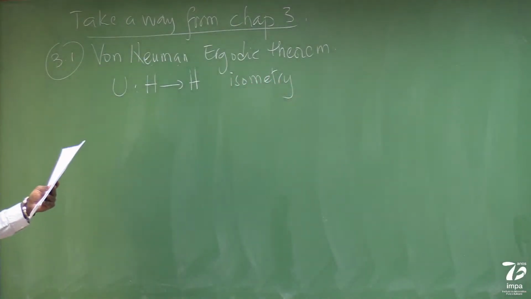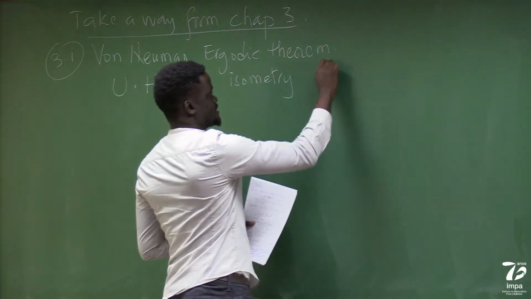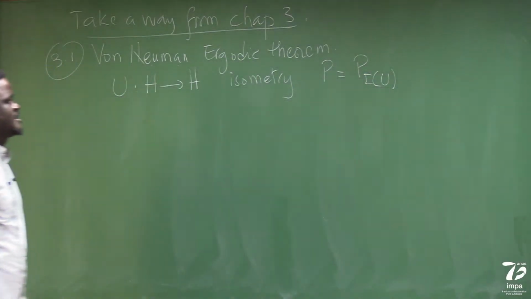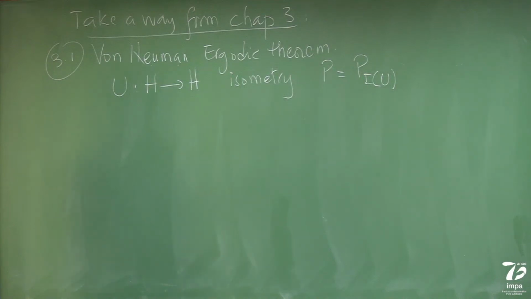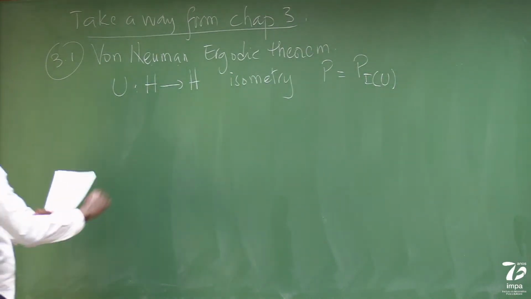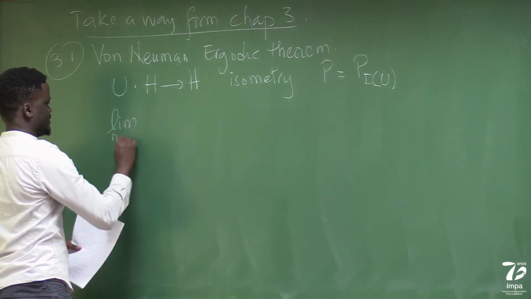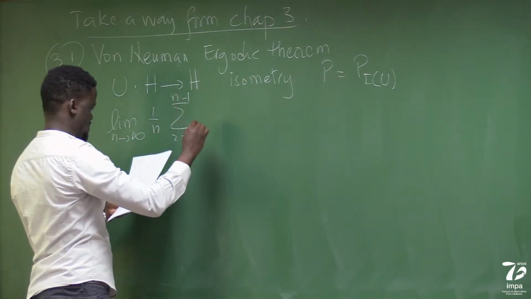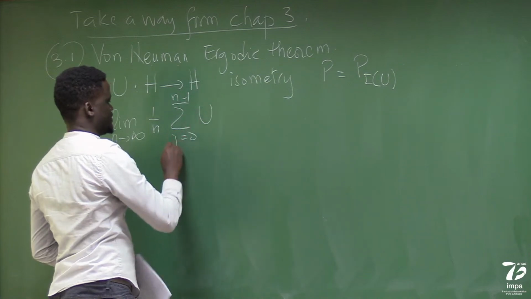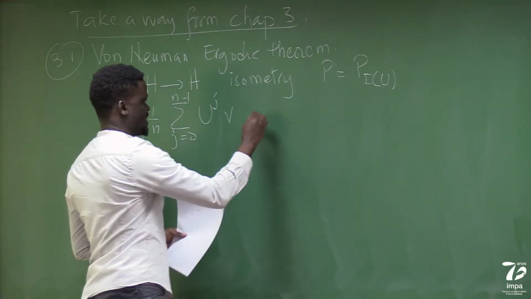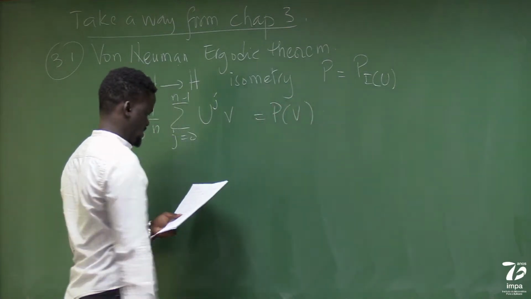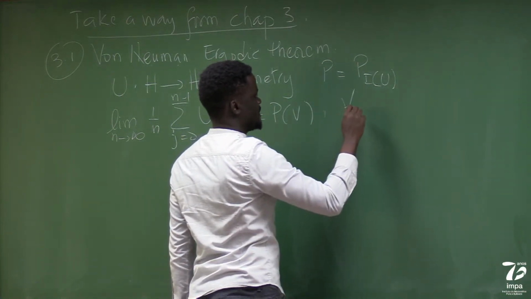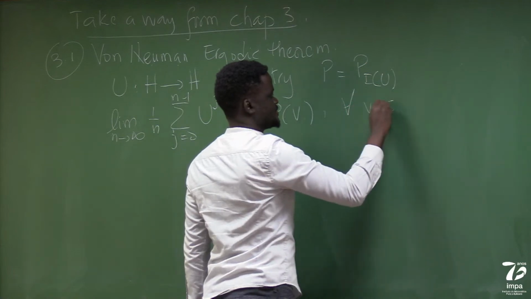And we have P, the projection to I of U, the set of invariant vectors with respect to U. The von Neumann theorem tells you that the limit of 1 over n, sum over j equals 0 to n minus 1 of U^j V, is exactly PV, the projection to the set of invariant vectors, for every V in H.